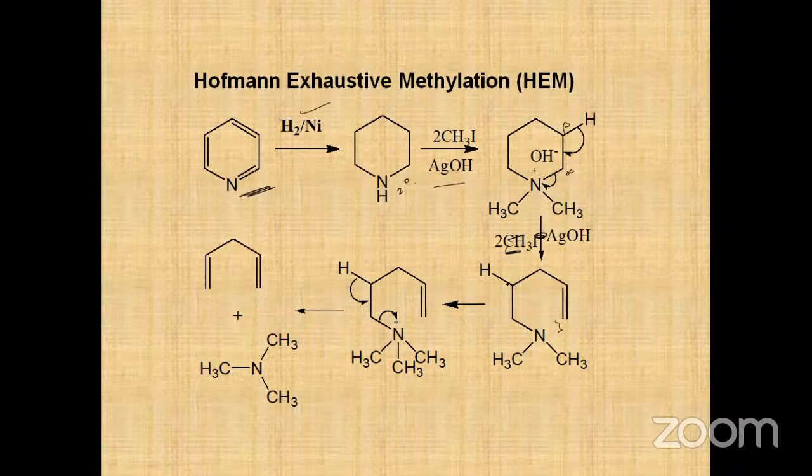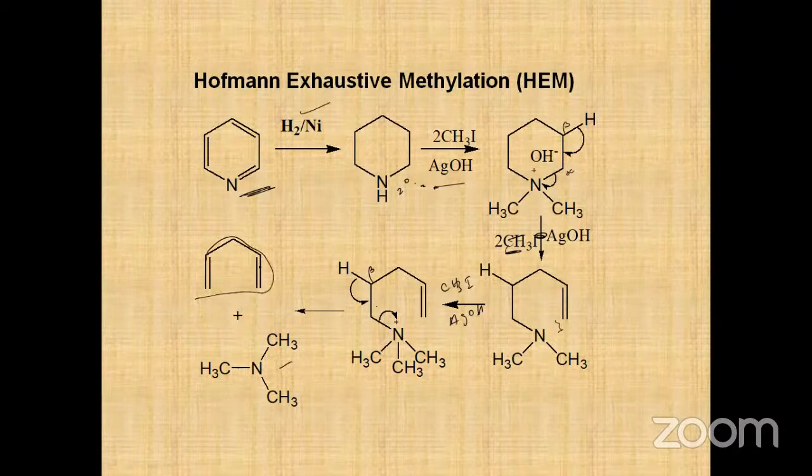Later, again you treat it with another molecule of methyl iodide and silver hydroxide, which leads to the formation of another quaternary ammonium salt. After formation of the quaternary ammonium salt, again the same beta carbon-hydrogen bond is donated to the alpha carbon. At the same time, the alpha carbon nitrogen bond will be broken. That leads to the formation of trimethylamine, which is generated along with this fragment.